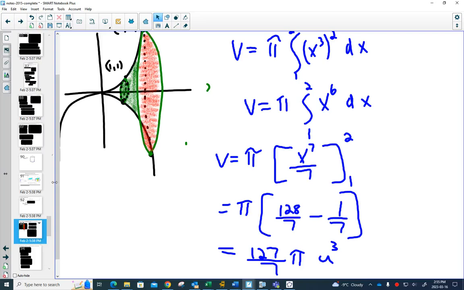In fact, an actual watermelon is pretty symmetrical about itself. If you could find the equation of the top curve, then you could find the volume of the watermelon, or the volume of a football.